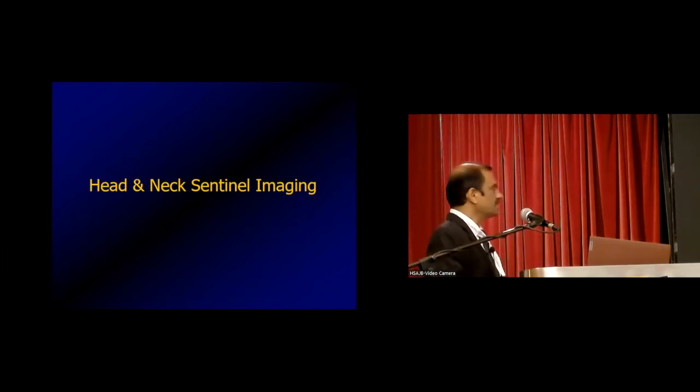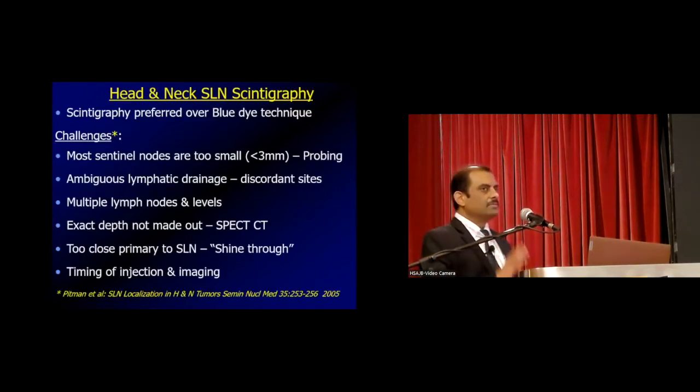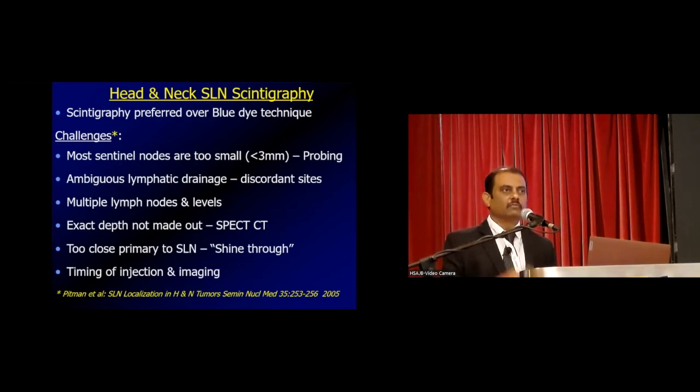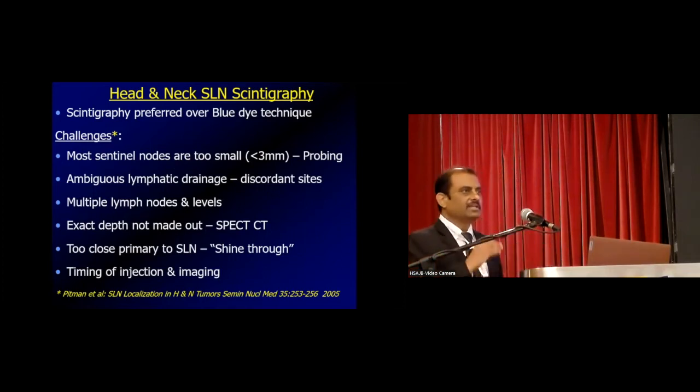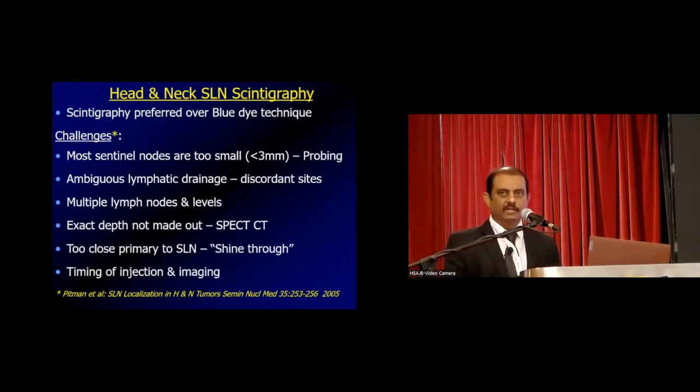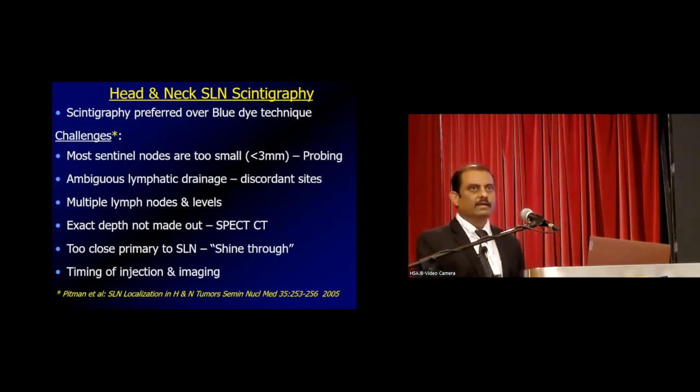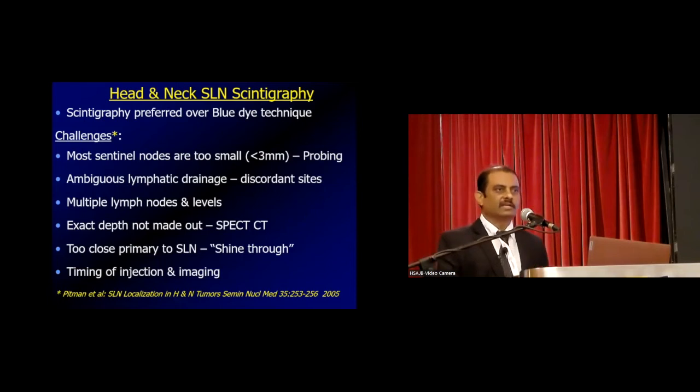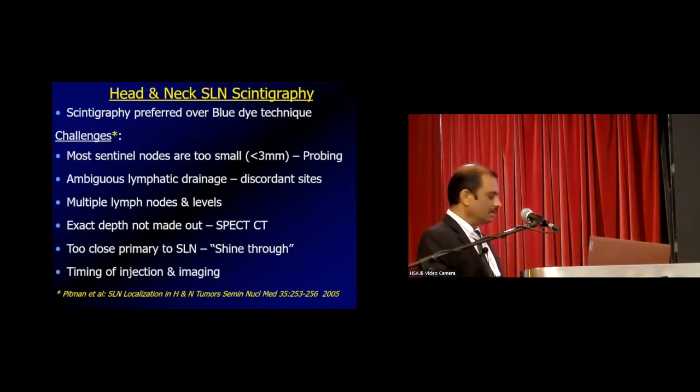The first one is the head and neck sentinel imaging. We must keep it in our mind, in head and neck there are more than 400 lymph nodes. So these nodes are very small, and you can see the migration of the radiopharmaceutical is too fast. So you have to do, if possible, a dynamic study, or immediate static images you have to do. And there are lots of issues in head and neck, especially oral cancers, because the primary is too close to the secondary lymph nodes. So you need to know when to inject and when to start the image.